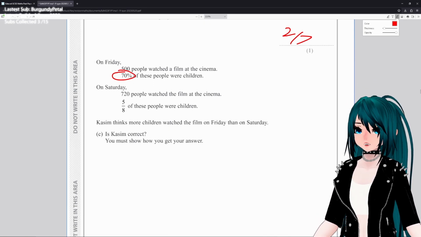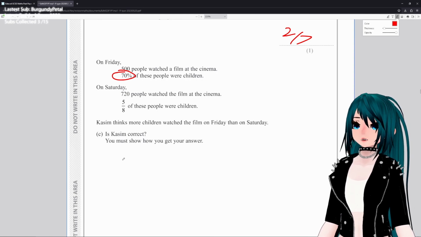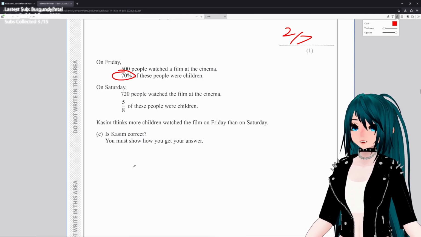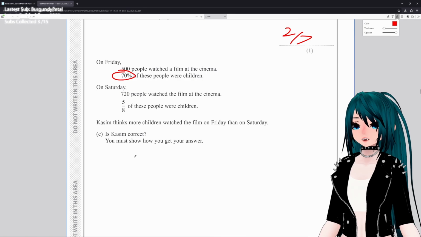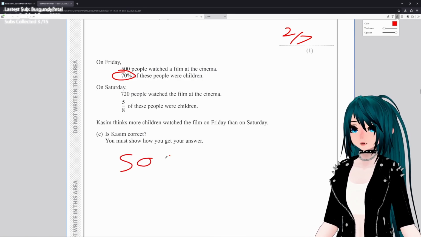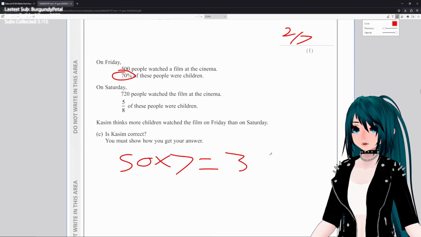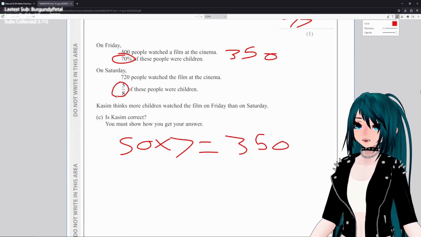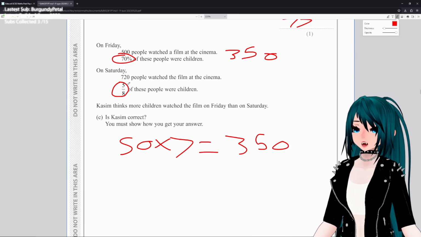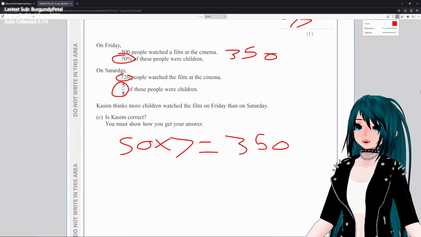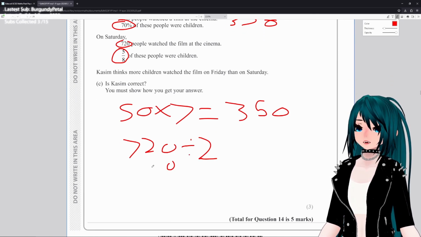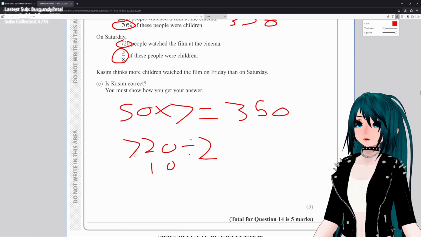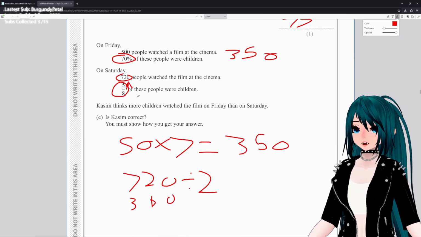No, wait. I need to figure out how many people. Okay, what's 70% of 500? That's what I need to figure out. 10% is 50 people. Right, so we times that by 7, 350 of them. And so how do I turn this into a percentage? Well, I know it's more than half, because half would be 4 out of 8. Wait, what's half of 720? Half of 0 is 0, half of this is 1, half of this is 50, so this would be 360. And this is more than that.